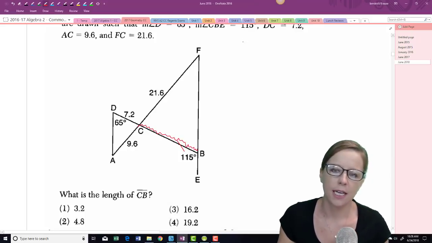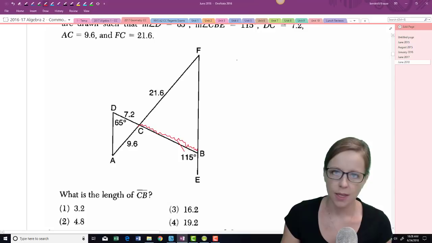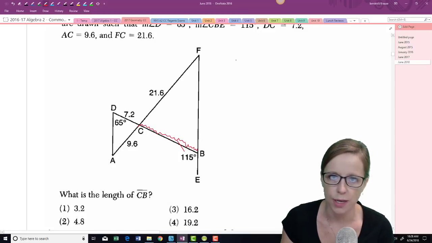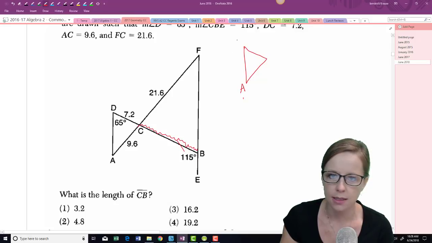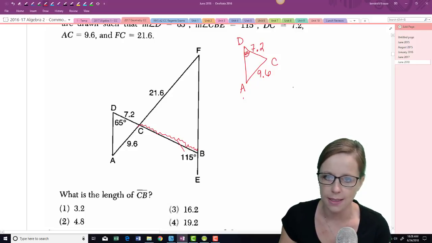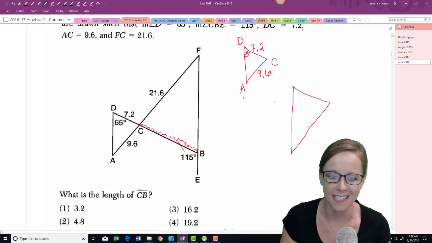The best advice I can give you about similar triangles is to draw them, okay? Redraw them in the same orientation off to the side. So, right now I'm going to redraw the little baby triangle, A, D, C. This is 7.2, 9.6, and 65. Okay. Now I'm going to redraw the big triangle, but in the same orientation to the best of my drawing abilities. Okay.